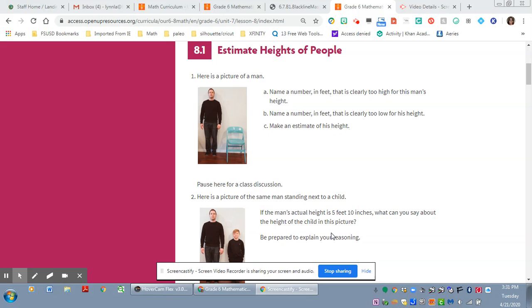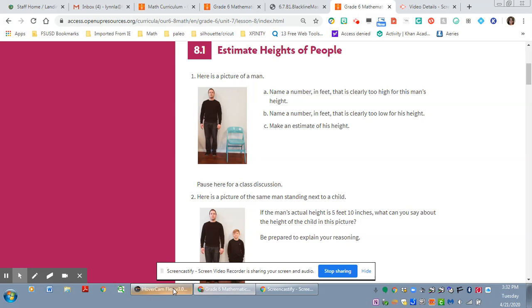There's a picture of a man. Name a number in feet that is clearly too high for this man's height. So that chair, probably the top of the chair is less than 3 feet, right? So if that were 2 to 3 feet, maybe about 3 feet, he could be 6 feet, but could he be 7 feet? No. So I'm going to say that a number in feet would be 7 feet.